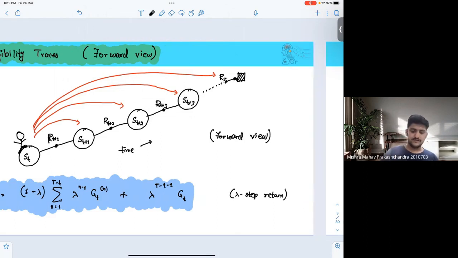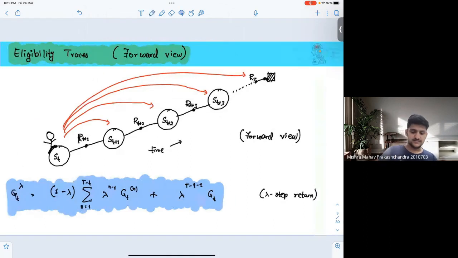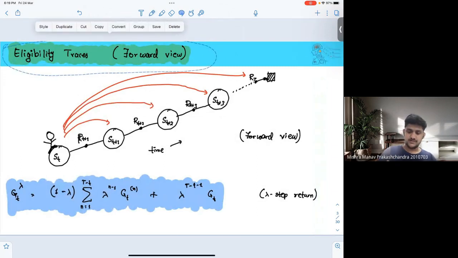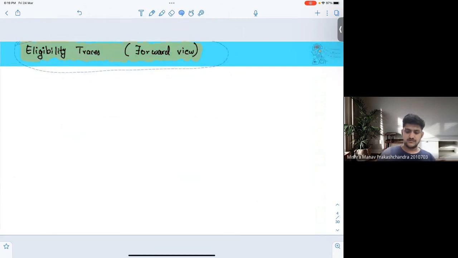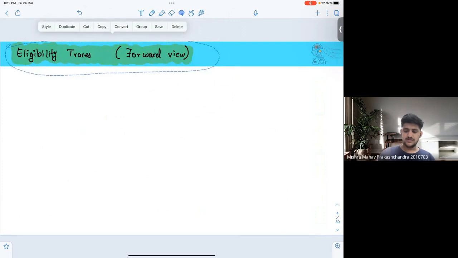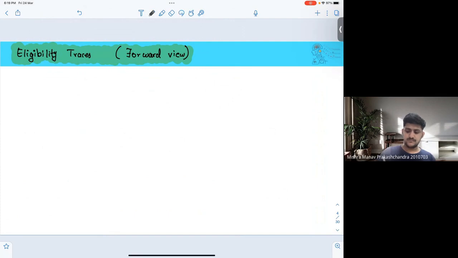Now just copy paste this. The changes are minimal. Okay, so the same thing here. Let's see. Okay.